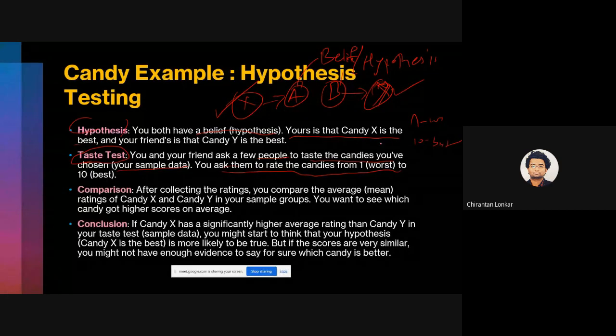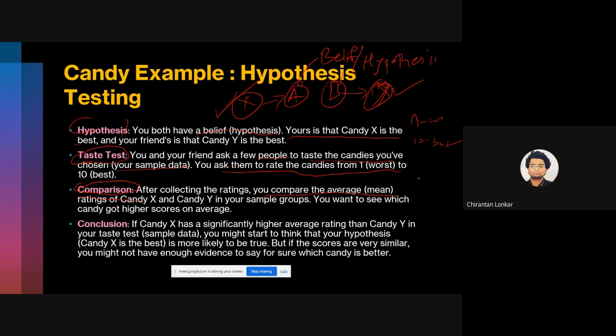So I'm going to give them 2 candies. I'm going to give them Ferrero Rocher. I'm going to give them a couple of candies, and I'm going to ask them to rate it. So obviously, when there is rating, there is always comparison. Correct? Wherever there are ratings or reviews, comparison also comes in. Correct? So after collecting the ratings, you compare the average or the mean ratings of candy X and candy Y.